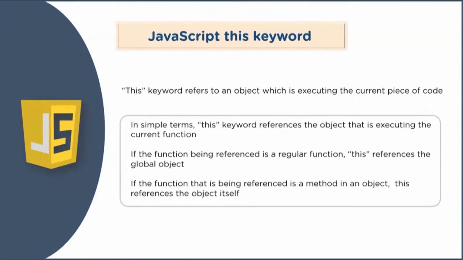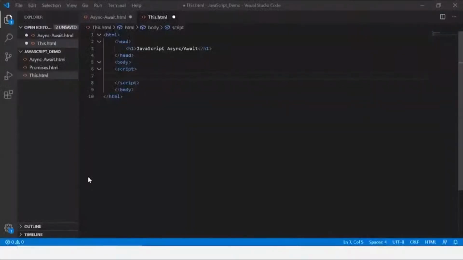Alright, I'm sure it must be a little tricky at the moment, but please hold on. And if the function that is being referenced is a method in an object, then this keyword references the object itself. So to help you understand the concept better and to clarify all your doubts, let's look at a simple demo. So here in VS Code, I've created a file called this.html. Alright, you can give it a name of your choice.